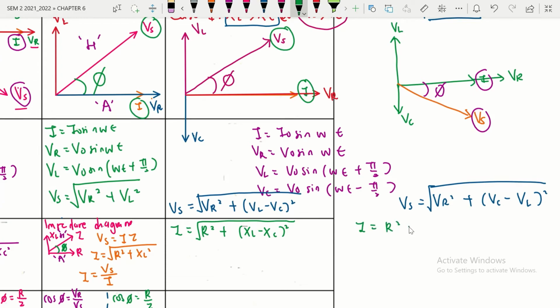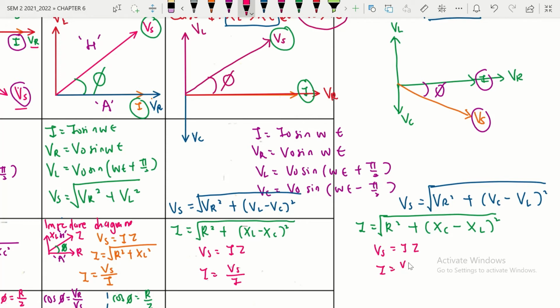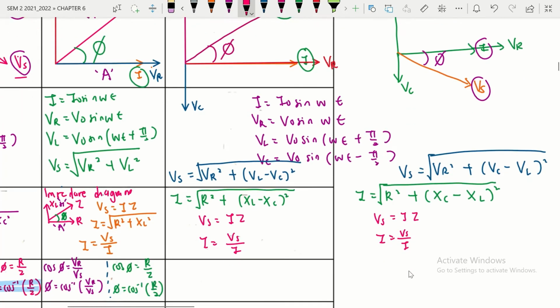Tapi kalau untuk kes kedua, di mana capacitive reactance dia lebih besar daripada inductive reactance dia, jadi kita akan ambil capacitive reactance tolak dengan inductive reactance. So kita akan square rootkan dia. So yang lain tu sama je, kita akan pakai balik supplied voltage equals to current darab dengan Z. Jadi Z akan equals to supplied voltage over current. Sama juga ni. Supplied voltage equals to current darab dengan Z. Jadi Z adalah supplied voltage bahagi dengan current. Settle.